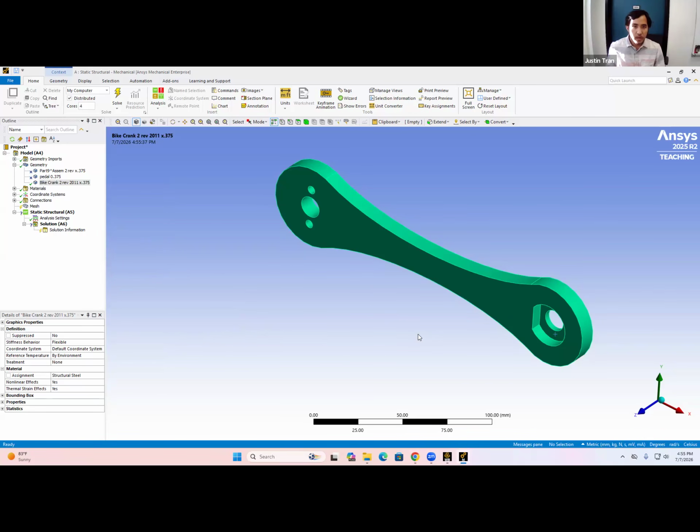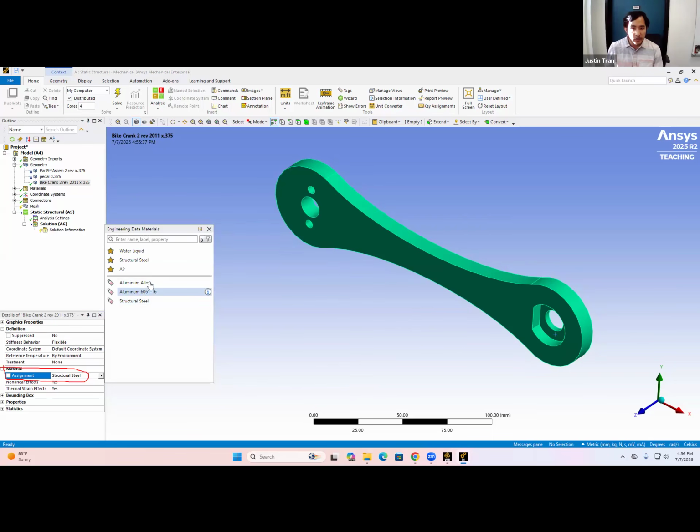And so the next thing we're going to do here is that we also need to assign the material properties for this part. So by default, if you left click on the bike crank here, you go to the bottom left-hand side of the screen. By default, the material for this part is assigned as structural steel. It's just because that's the default material in ANSYS. But we know from the specifications that our bike crank here is actually made of aluminum. So let's click on this arrow.